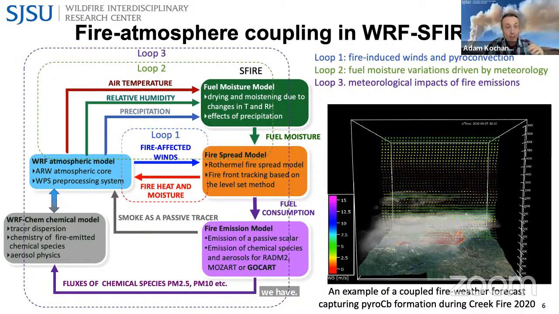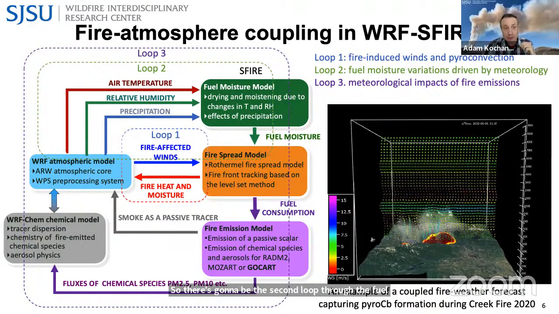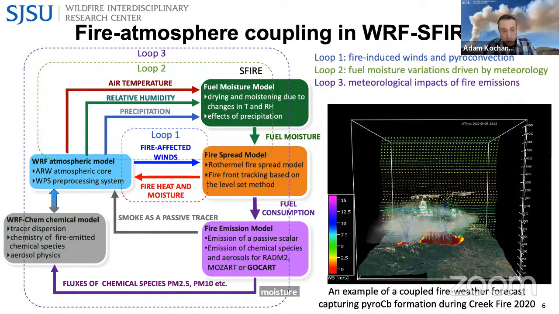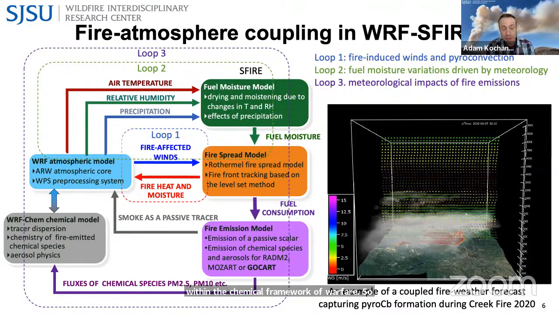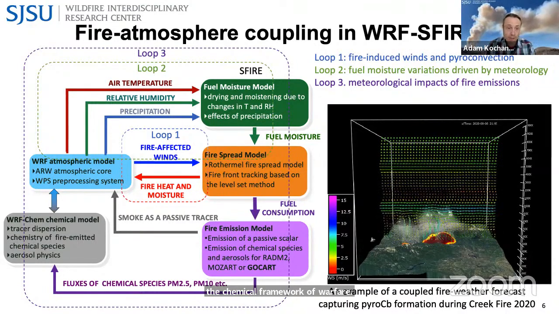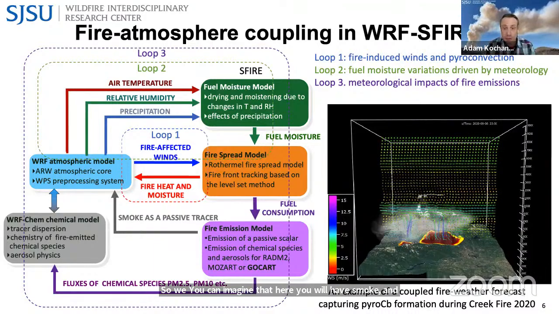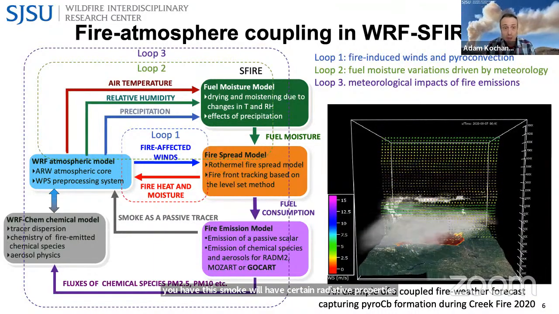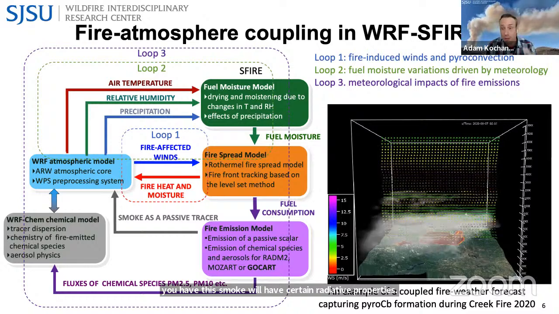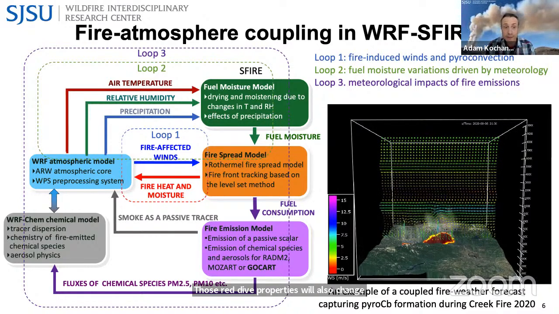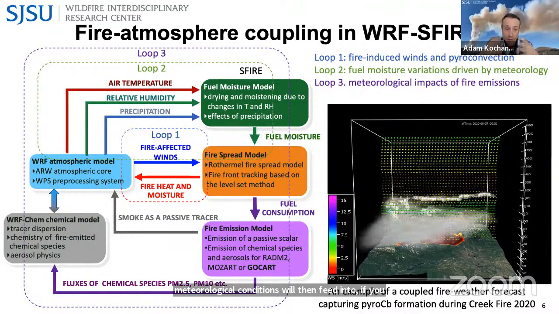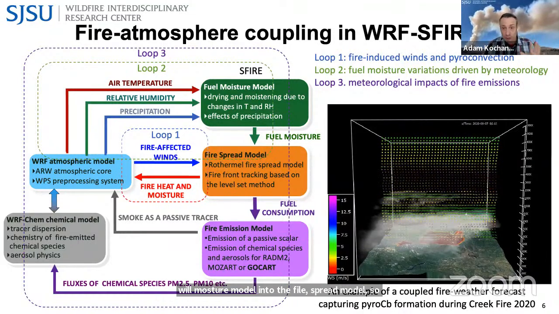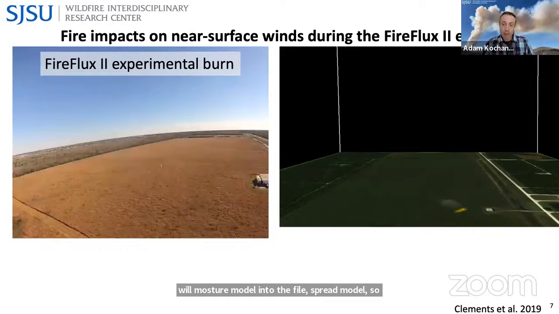And then the third one is through those emissions and within the chemical framework of WRF-Chem. You can imagine that here you will have smoke, and this smoke will have certain radiative properties. Those radiative properties will also change local meteorological conditions, and those local meteorological conditions will then feed into the fuel moisture model and into the fire spread model. So everything will be coupled. Those are the 3 levels of coupling that I will be talking about.